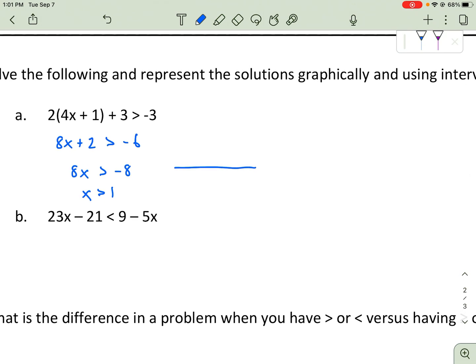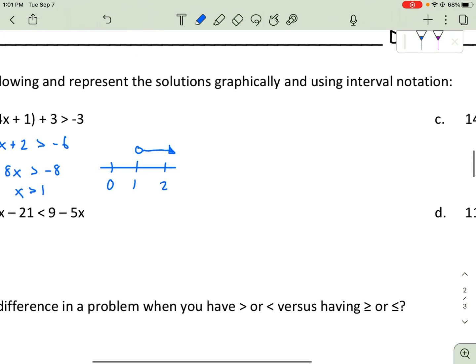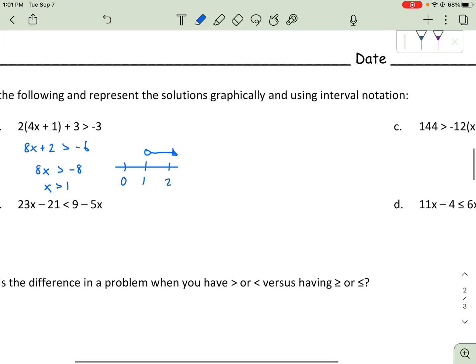So with x being greater than -1, here's -1, -2, -3, whoops, that was terrible. -1, -2, -3, 0. And then start at -1. It's an open circle because it's just greater than, and numbers that are greater than -1 go this way. Okay, so there's your number line. And then interval notation, the smallest number we can be, if you look at this, is -1. So we start at -1, we go on forever, and then it's a parenthesis on -1 because it's just greater than, not or equal to.